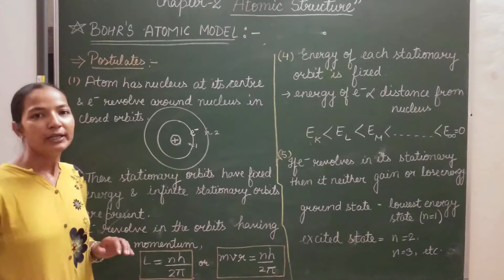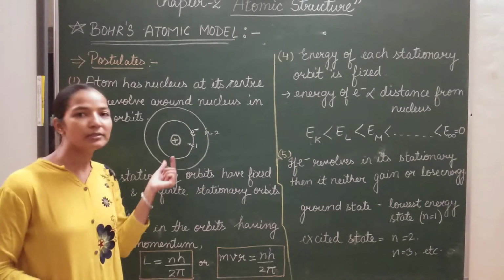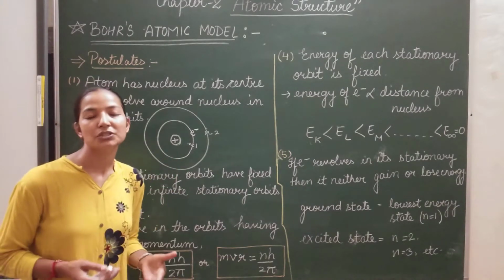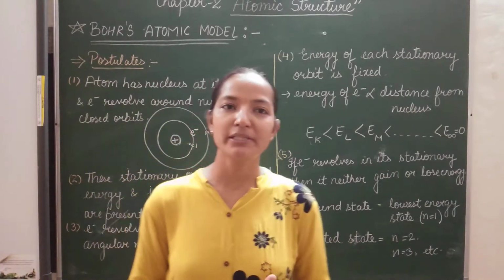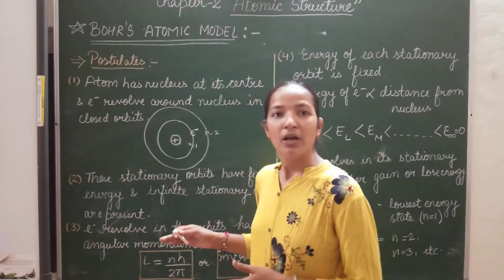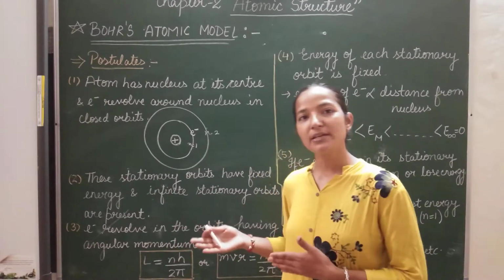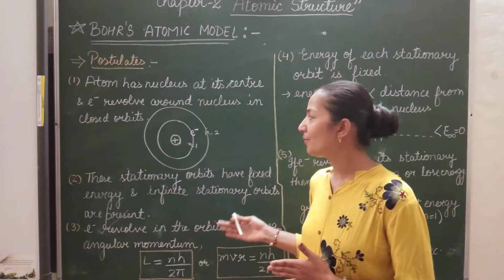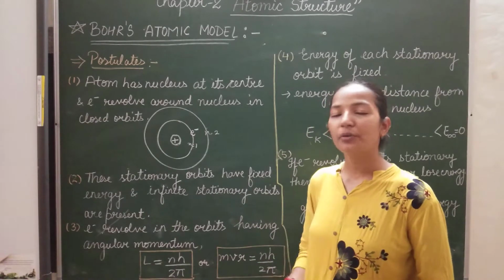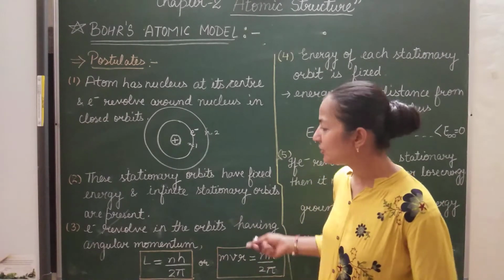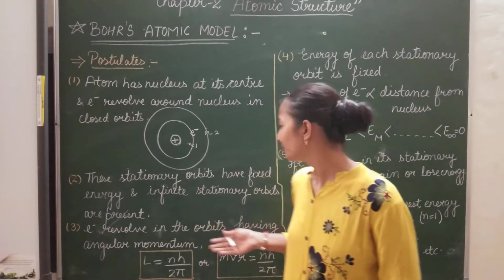Now he told that around the nucleus, not only fixed stationary orbits are there, but an infinite number of stationary orbits are present. All these infinite stationary orbits have different amounts of energy. Every stationary orbit has a fixed amount of energy.